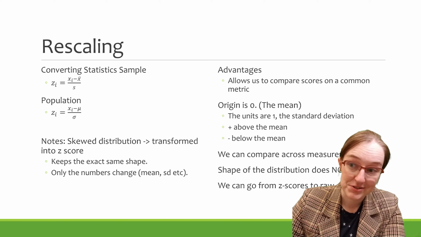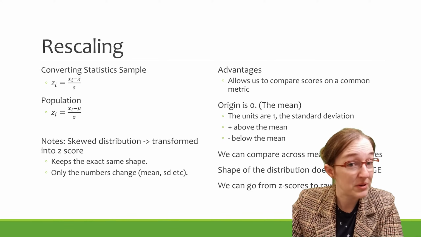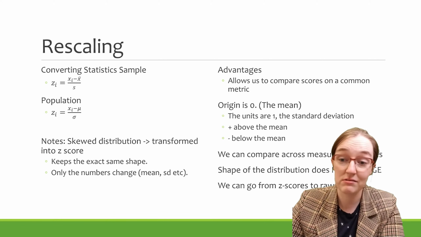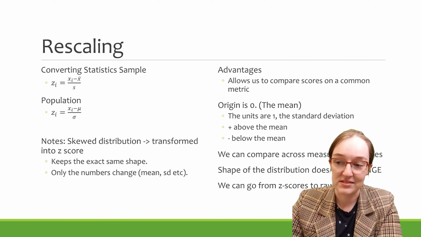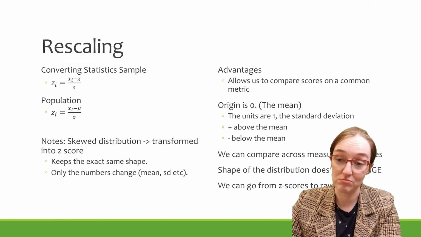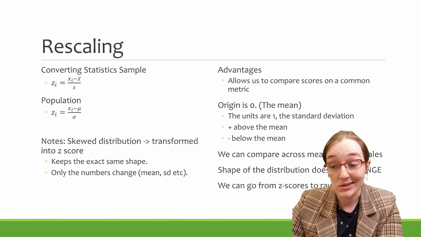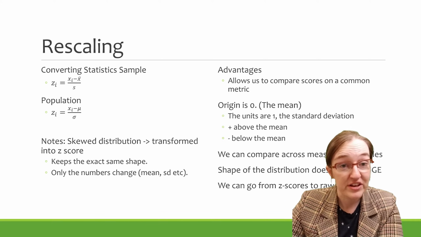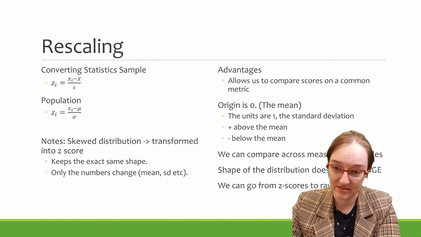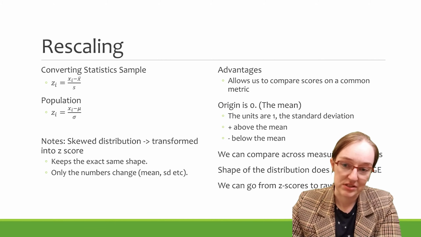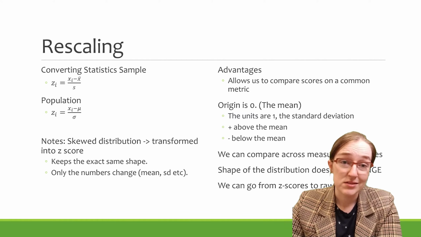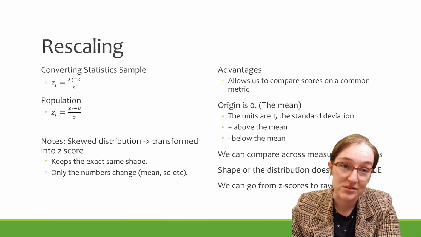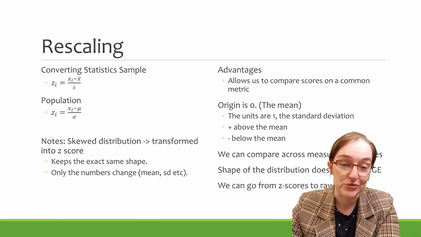So there are a lot of advantages here. They allow us to compare scores on a common metric. They set the origin to be 0, the mean, and this allows us to look at everything relative to the mean performance. And the units are all in one standard deviation. So +1 means you're 1 standard deviation above the mean, +2 means you're 2 standard deviations above the mean, and -2 means 2 standard deviations below the mean. And it allows us to compare measurements across scales.